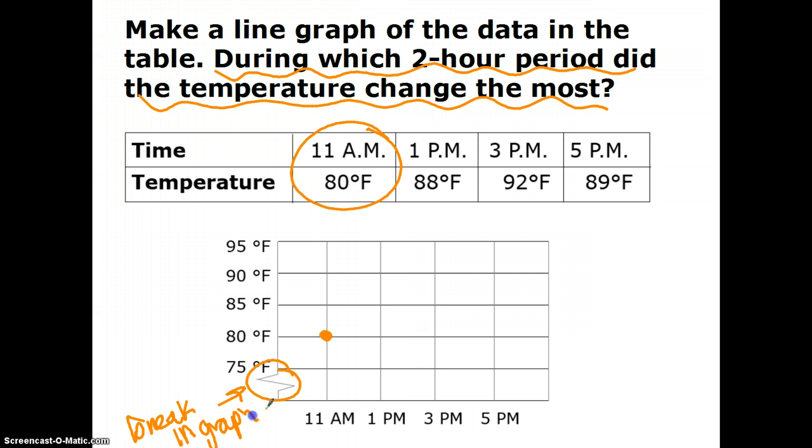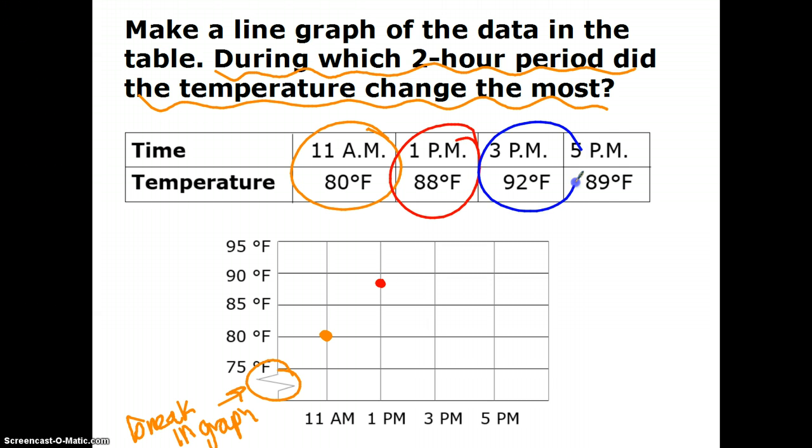Okay, this is a visual aid to let the reader of the graph know that they're not starting right at 0. It's because all of the numbers are up in the 75 to 95 range. They didn't want 0 to 75 being blank. Okay, and let's look at 1 p.m. and 88. So you go to 1 p.m. 88 is between 85 and 90. Plot that point.